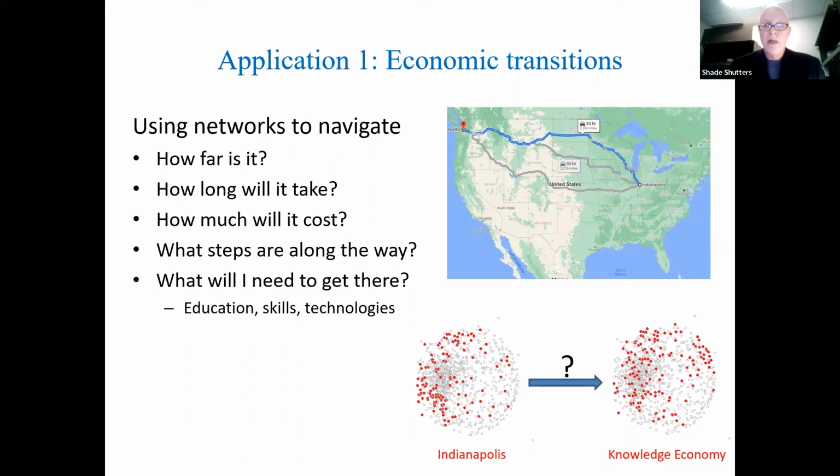how do I get to a knowledge economy? And then they ask similar questions that a person using a traditional map would ask. How far is it to that economy? How long will it take? And how much is this little trip going to cost me? So these are the uses of the maps, the network maps, in terms of economic transitions.